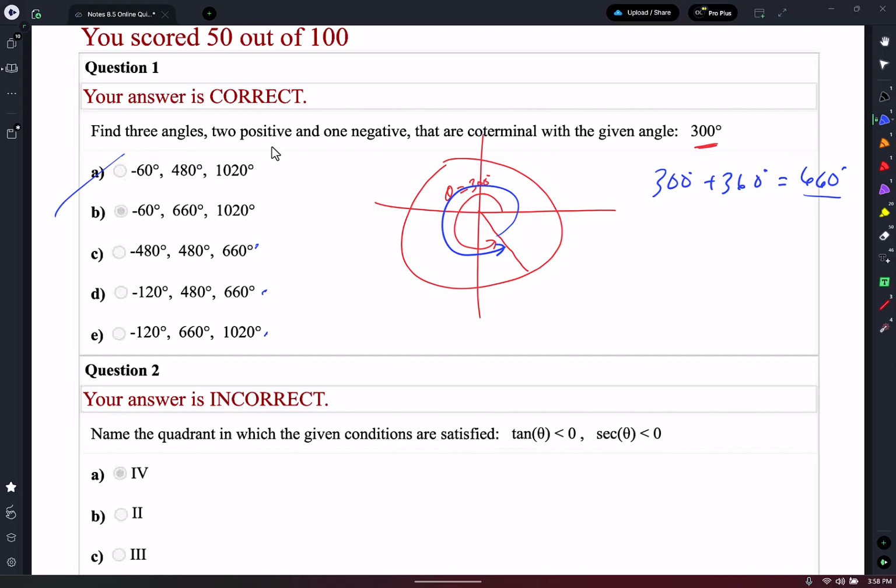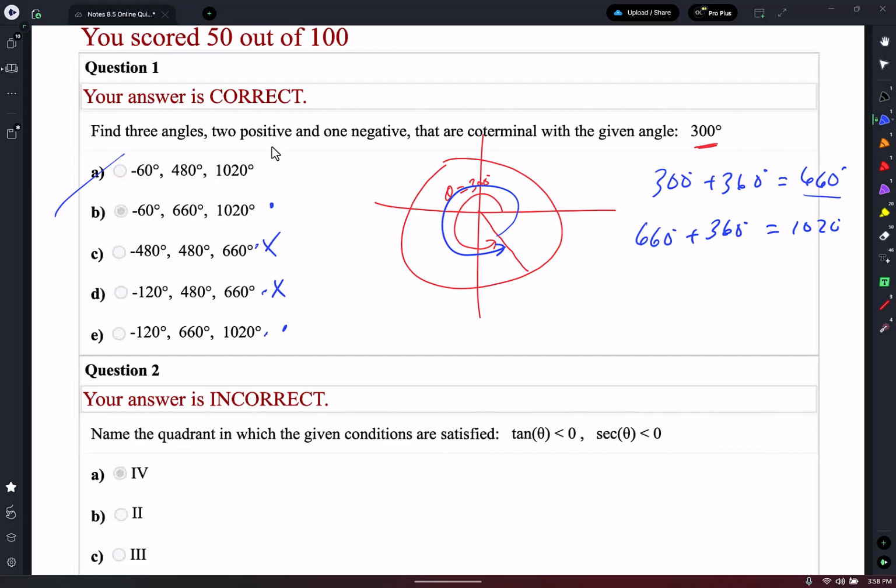So I want another coterminal angle. So you take the 660 and you add another 360 to it. So 660 plus 300 is 960, plus another 60, 1020. So this one doesn't have 1020. Out, and it's between B and E.